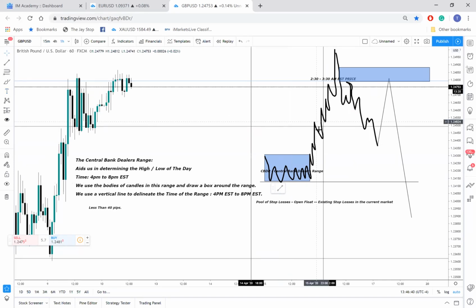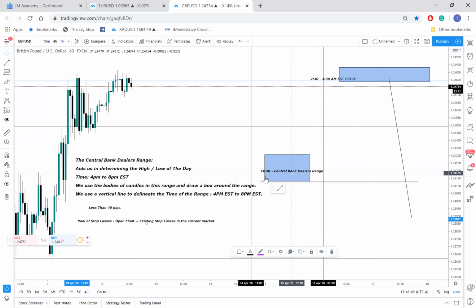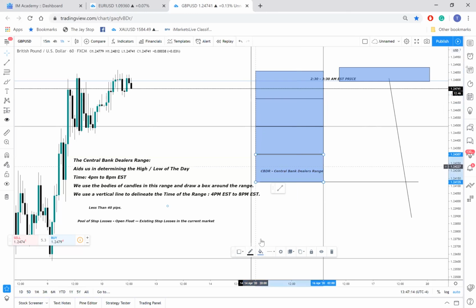Let me just delete this so I can show you. So say this is your range, right? This is your central bank dealer's range. And now let's just clone this real quick. Let's just use 3 for the example. So make a different color.